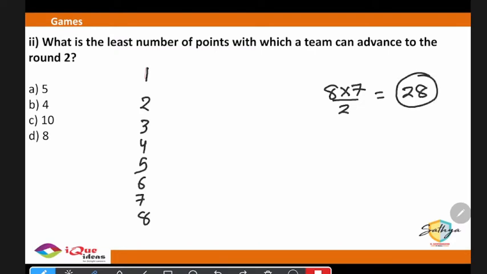Correct? So in each match you will have 2 points, because in a match one person loses and the other person wins. So 2 plus 0, 2 points are made, or both of them tie each other, so 1 plus 1, still 2 points. That means my entire group will earn a total of 56 points.